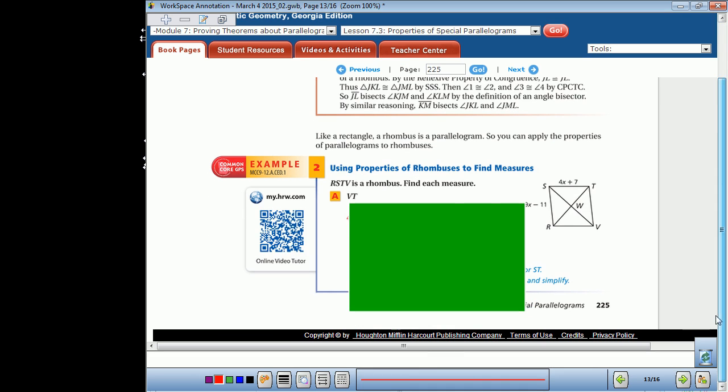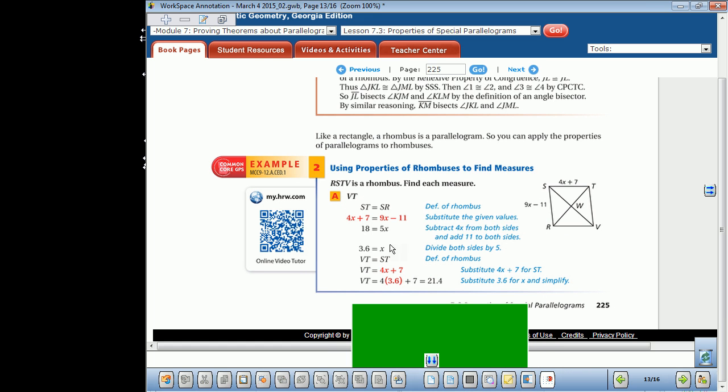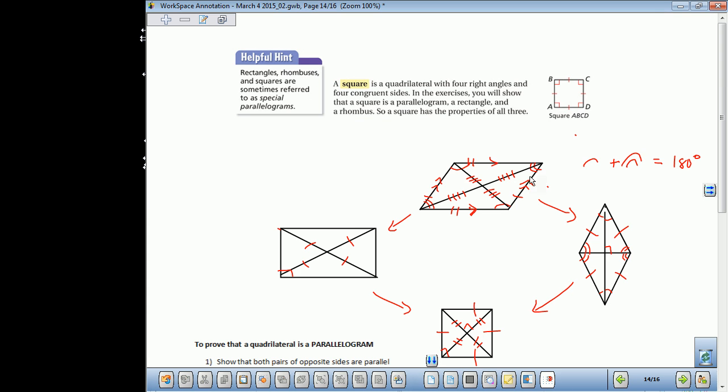All right, so here's a picture of a rhombus. And how would we find BT? Oh, all right, so BT is this side, but we know that all sides are congruent. So all we would do is set this equal to that and solve. And it shows you that in your textbook. Set them equal, solve for x, and then plug back in, and you get the length of BT. Make sense?